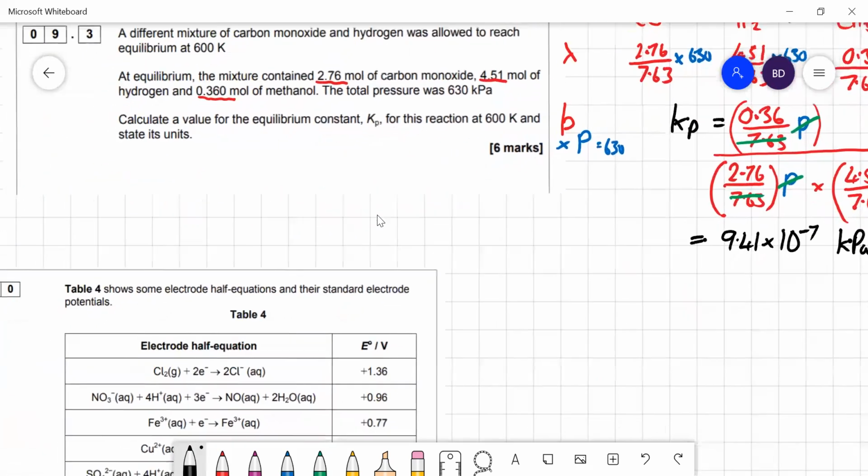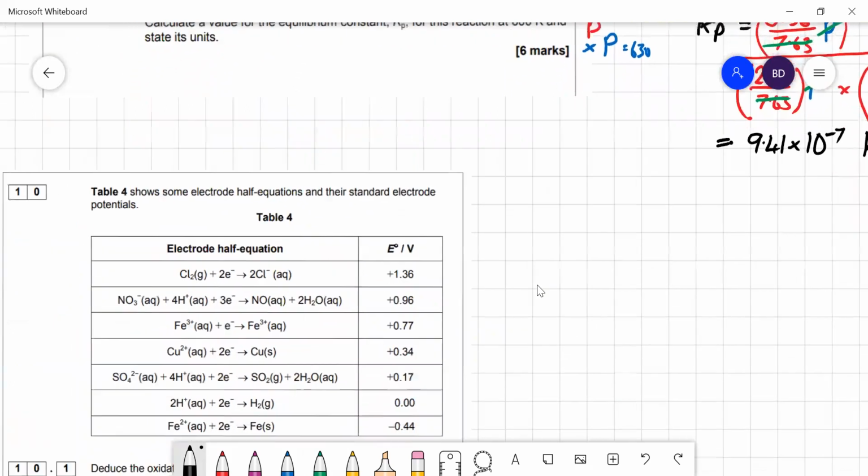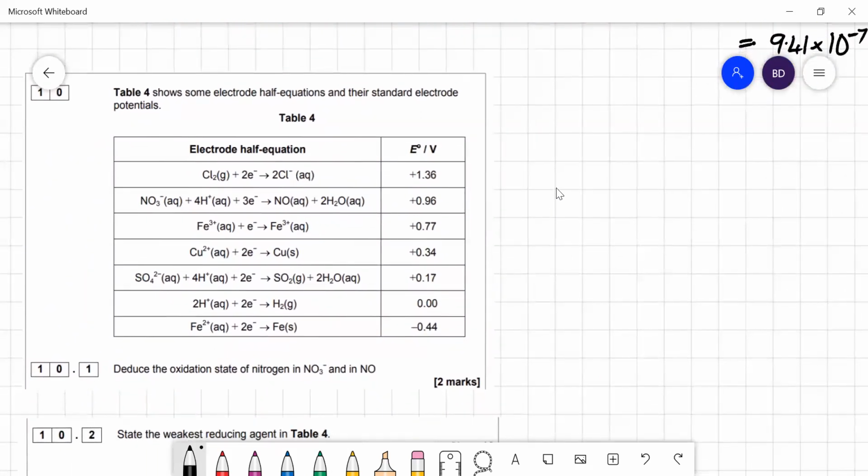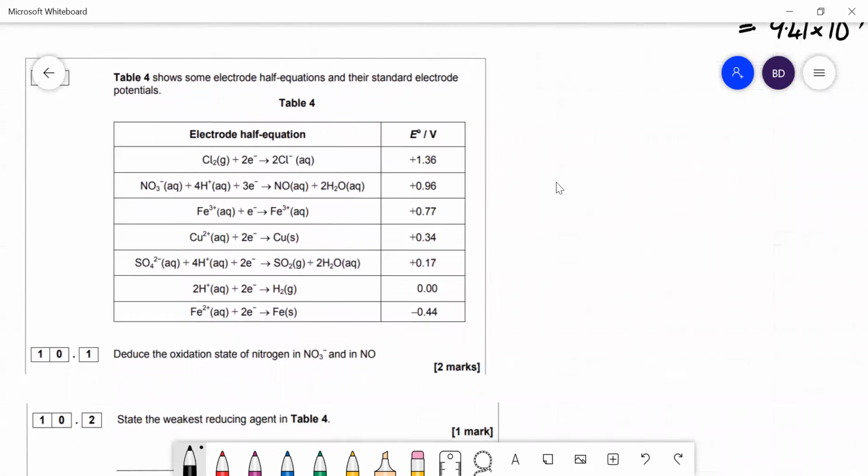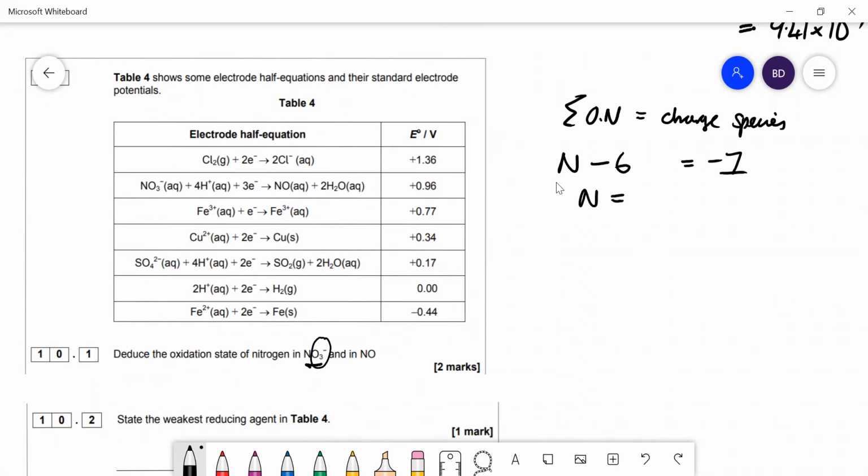Okay, we've got an electrode potential question coming up here. Let's just do the oxidation state of nitrogen in NO3. Well, the sum of the oxidation numbers is equal to the charge on the species. Let's do nitrate first of all. The charge is -1. Let's let the oxidation number of nitrogen be N. Oxygen, of course, is always -2, so that's -6 for the oxygens. So just take that -6 to the other side. Nitrogen is +5 in that.